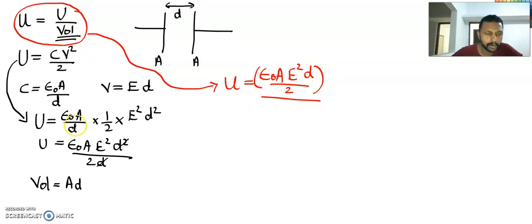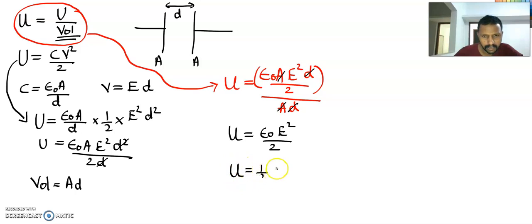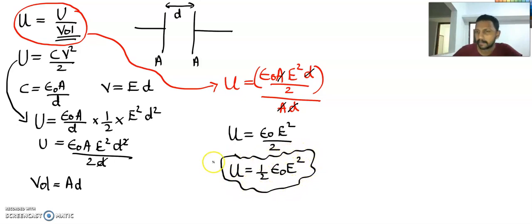Then divided by volume. Volume is A into D. Then you can cancel A and D. That means energy density u is equal to epsilon 0 E square by 2. That is, you could write it as half epsilon 0 E square. This is the expression for energy density of a parallel plate capacitor. What is energy density? Energy density is energy stored per unit volume. It is denoted by small u.